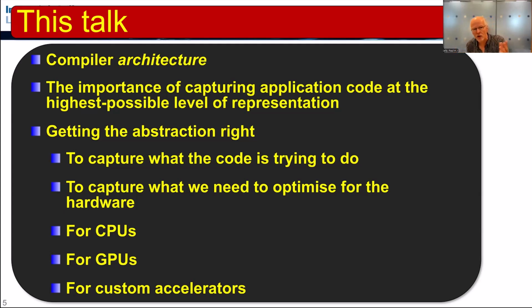The importance of capturing application code at the highest possible level of representation so that things that might have been really hard get much easier. That's what it looks like to win, and I hope I can show you some examples of that. So we're trying to capture what the code is trying to do, capture what we need to do to optimize for different kinds of hardware, and consequently build backends that target all sorts of exotic kinds of hardware.